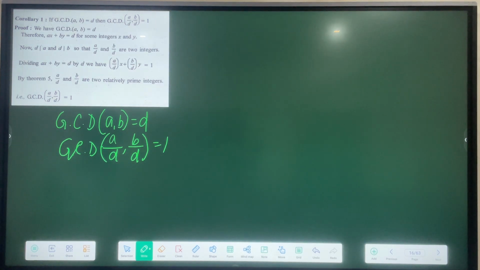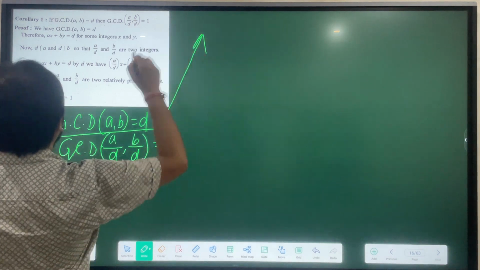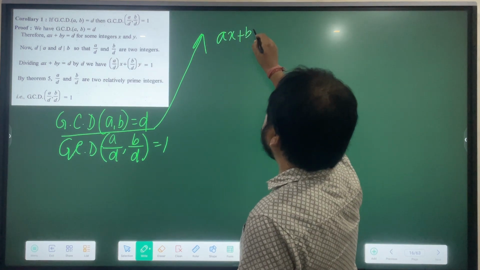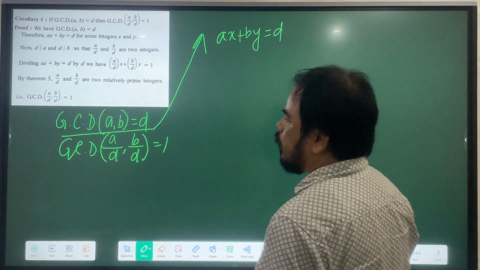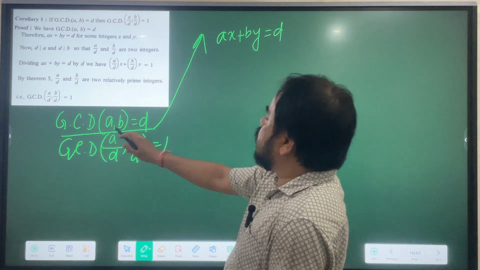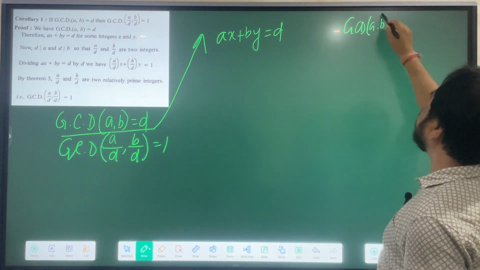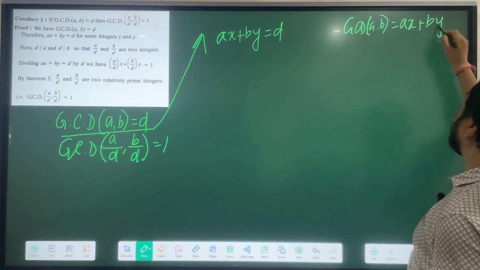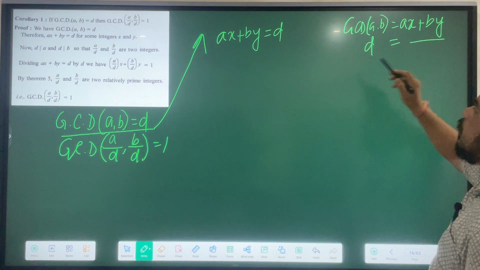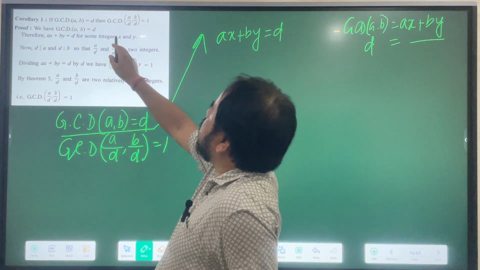If GCD of A, B equals D is given, then according to the theorem we can write ax plus by equals D. We already got this in the previous theorem: GCD of A, B is equal to ax plus by. Here GCD of A, B is given as D. So D equals ax plus by for some integers x and y.